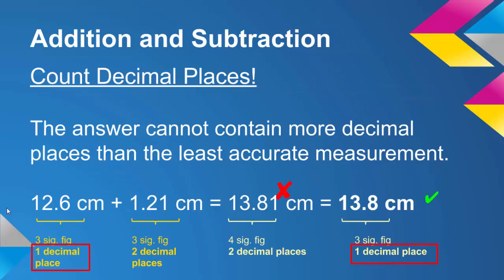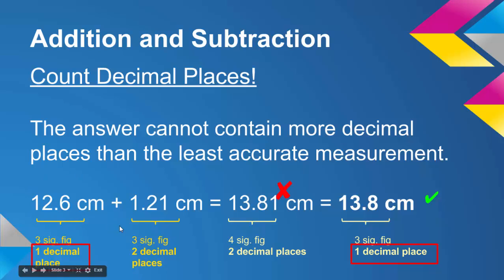Okay, for addition and subtraction, we're going to look at the decimal places. Remember, our answer cannot be more accurate than our individual data. Let's take a look at this example. I have a number of 12.6 centimeters, and that has three significant figures and one decimal place. So 3 sig figs, and it goes to the tenths place.